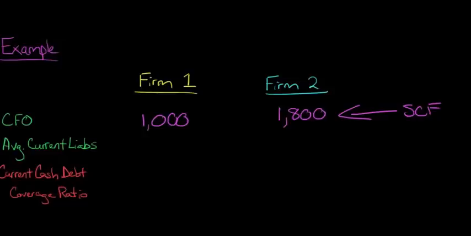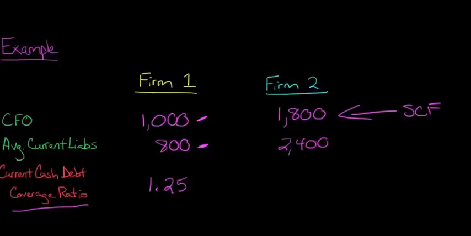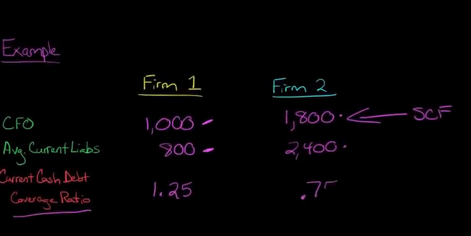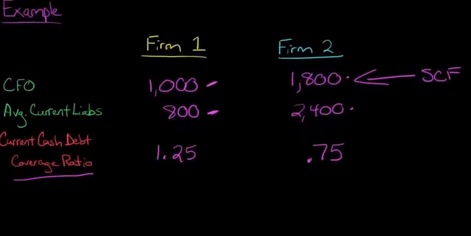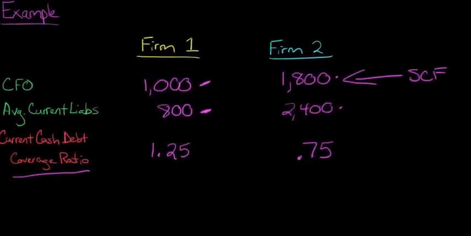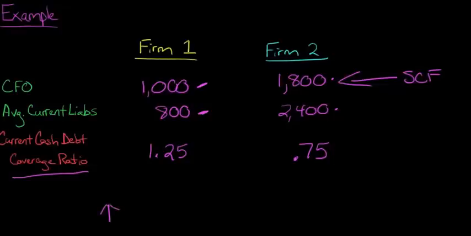And then in terms of the average current liabilities, let's say that firm 1 had $800 and that firm 2 had $2,400. And then for the current cash debt coverage ratio, we're just going to take cash flow from operations in the numerator and divide it by the denominator, which is average current liabilities. For firm 1, that's going to give us a current cash debt coverage ratio of 1.25. And then for firm 2, taking $1,800 and dividing it by $2,400 is going to yield a coverage ratio of 0.75.